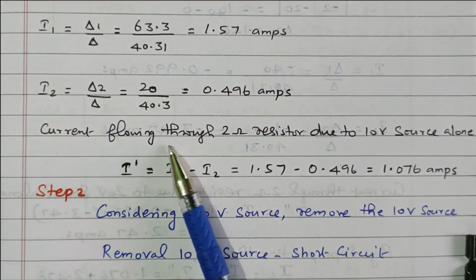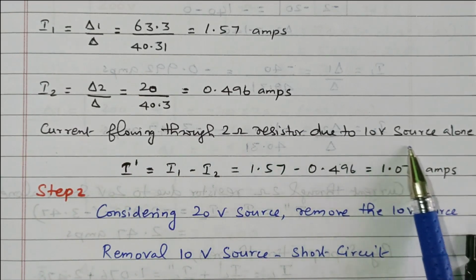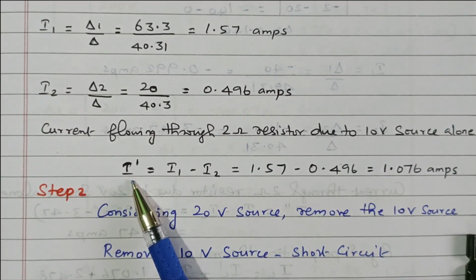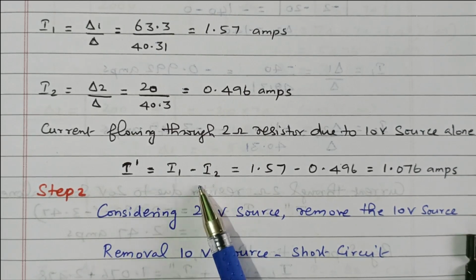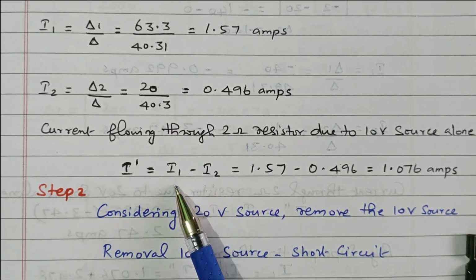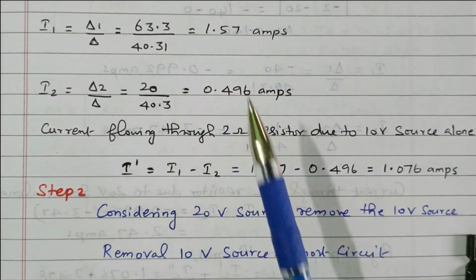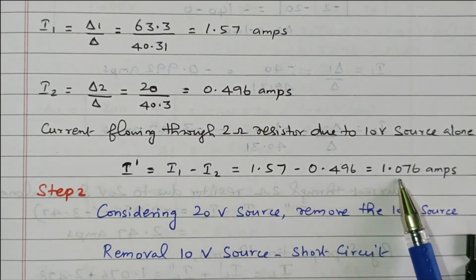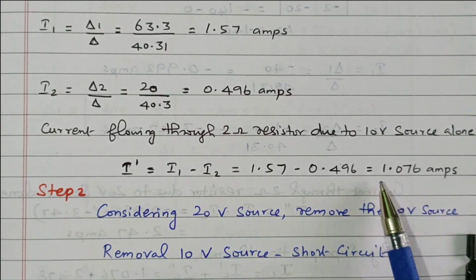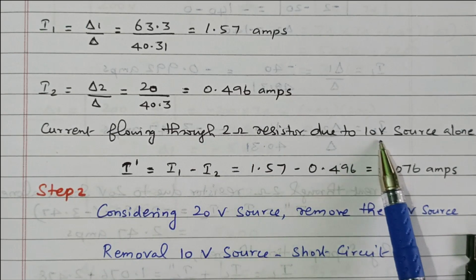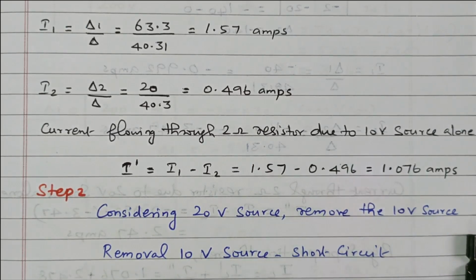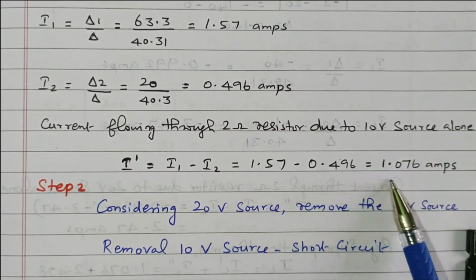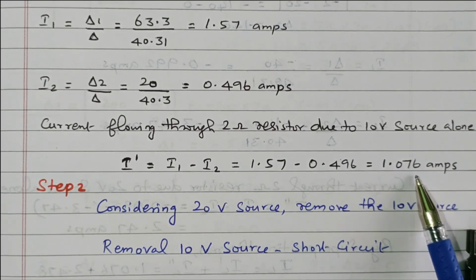We already discussed that the current flowing through the 2 ohm resistor due to the 10 volt source alone is what we took as I dash, and for the 20 volt source it is I double dash. So it is the difference between these two currents, because both the currents are flowing in opposite directions. I1 minus I2: I1 value is 1.57, I2 value is 0.496, so the difference is 1.076 ampere. This is the current flowing through the 2 ohm resistor due to only the 10 volt source. So step 1 is completed. We considered only the 10 volt source.